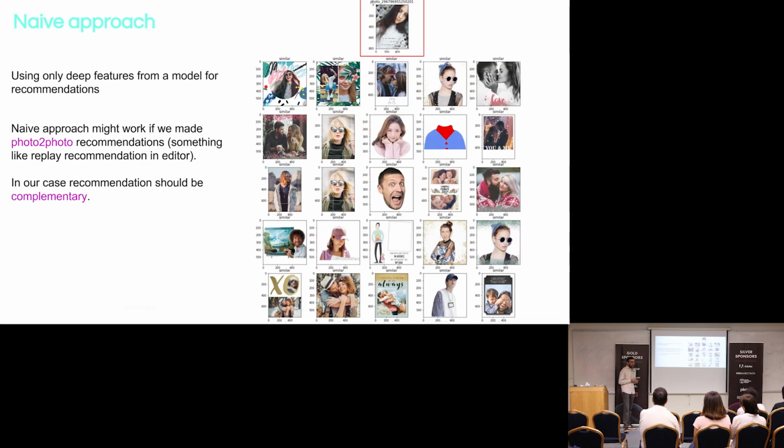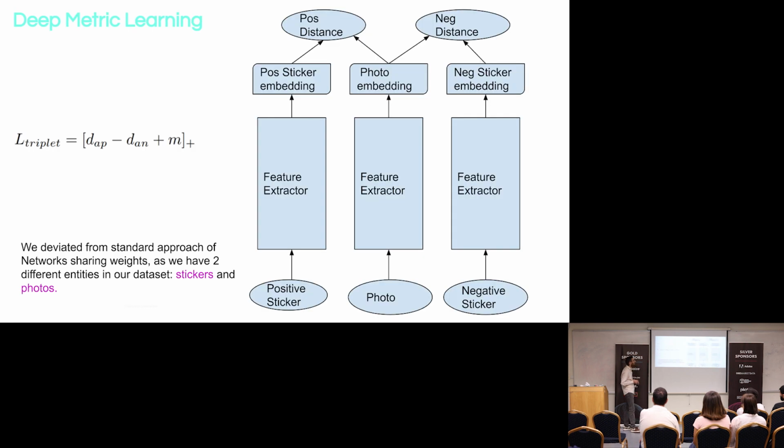And let's talk about the naive approach. Why do this training? Can't we just use a feature extractor, calculate the distance from the photo to the nearest sticker, and take it as recommendation? No, it doesn't work. As you can see here, we have a photo of a person. The stickers are also all stickers of persons, but it's not complementary. It's just similar to the photo, and it wouldn't work. It would work if we wanted to do photo-to-photo recommendation. It would work fine, but we have photo to sticker, two different entities, and they are complementary.